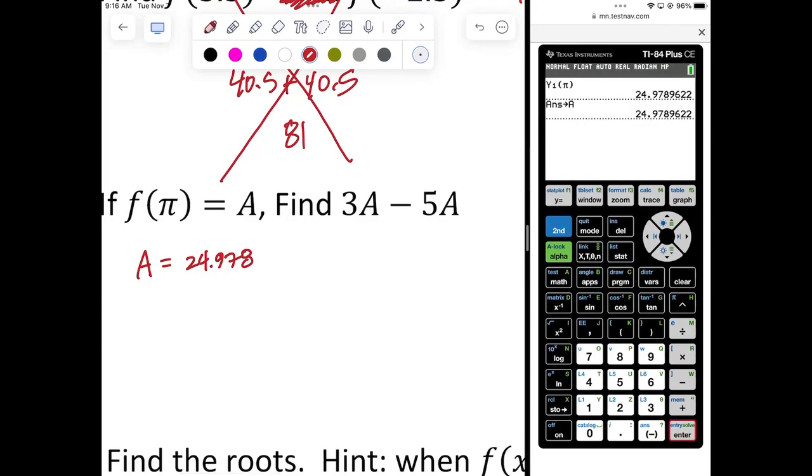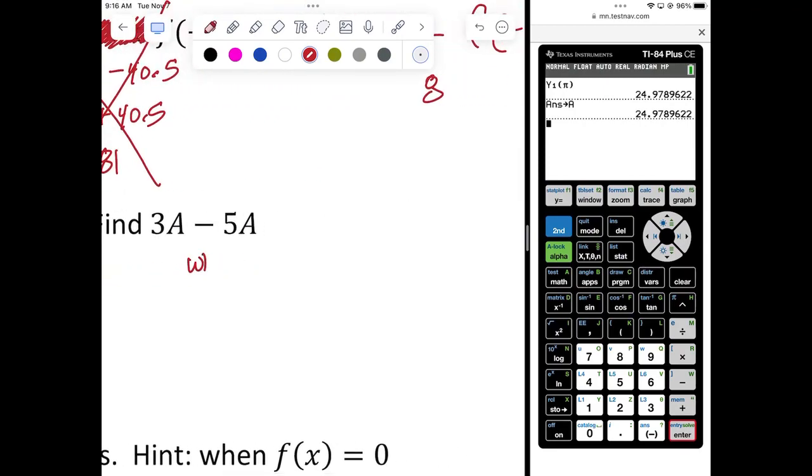I don't want to use 24.978 because that's a rounded number or a truncated number. And if I use that for a subsequent calculation, I'm going to get what's called rounding error. So here's my question to you. You can write this down. When do we use a rounded answer for a subsequent? You know what subsequent means, right?